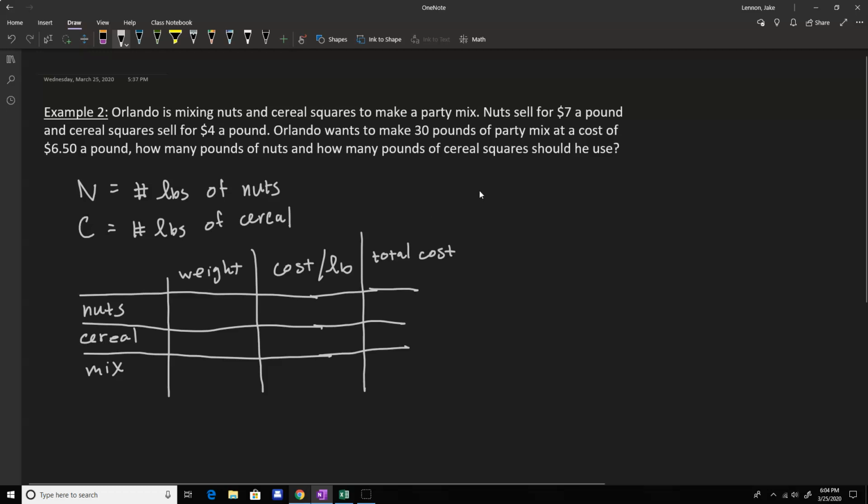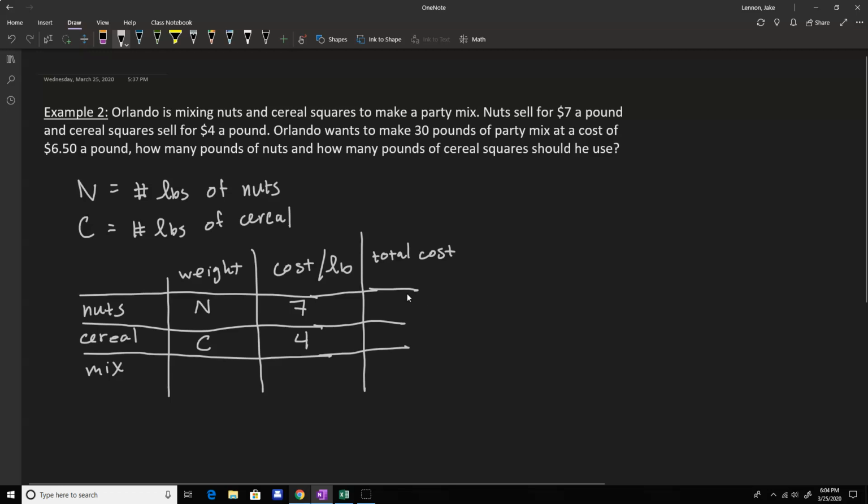So we know that the nuts sell for $7 a pound. So we know that there's $7 per pound there. The cereal is selling for $4 per pound. What about the weight? Well, we don't know the weight, but that's what we let our variables indicate. So the weight for the nuts is N. The weight for the cereals is capital C.